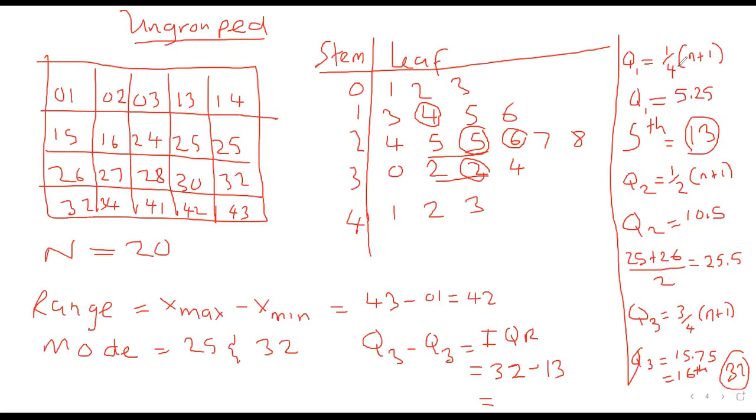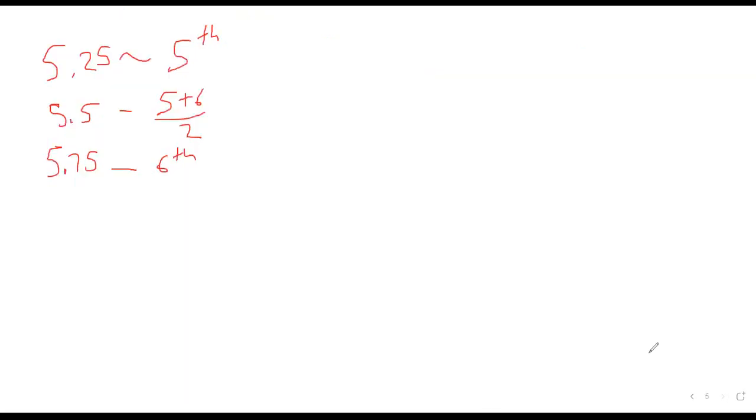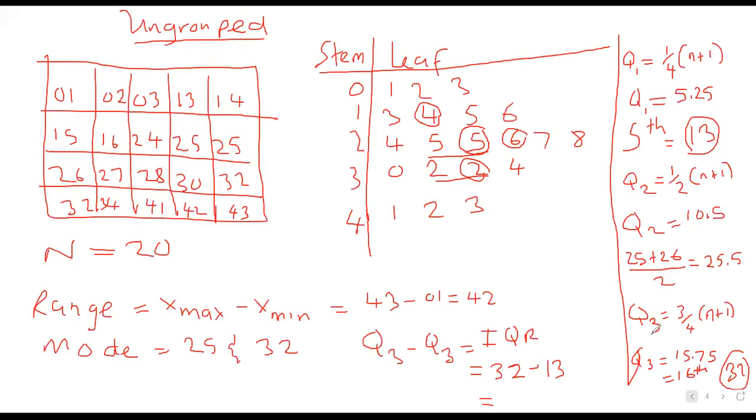So here we have a quarter of n plus 1. A quarter of 20 plus 1, which is 21. A quarter of 21 is 5.25. To round this off, the nearest is the fifth number. So we're going to count to the fifth number. 1, 2, 3, 4, 5. This is supposed to be 14, not 13. Okay, that's what I lost. Thank you. That is 14.